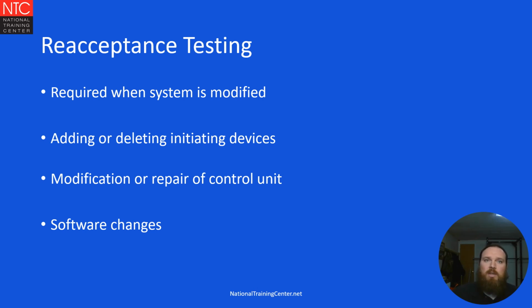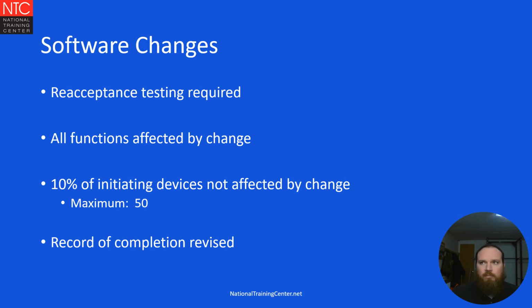Software changes are another thing we have to take into account. If we're changing anything in the software, we do have to do reacceptance to verify everything is still functional. Lastly, with software changes, reacceptance testing will be required. We are going to be testing everything that may have been affected by that software change, as well as 10% of all initiating devices not affected by the change, up to a maximum of 50 devices.